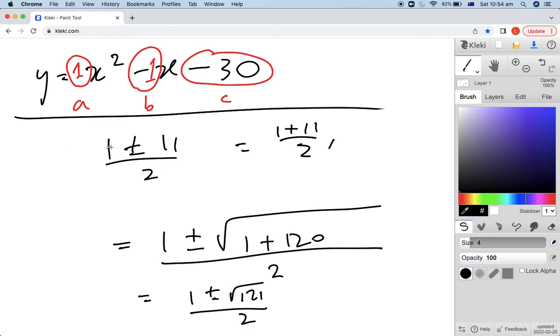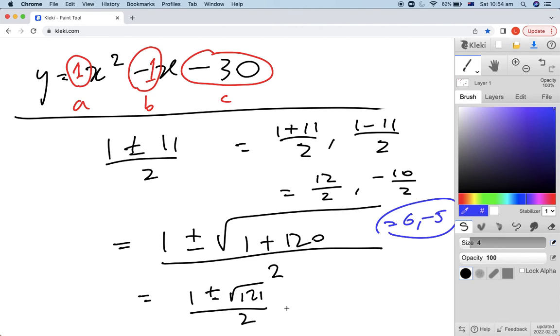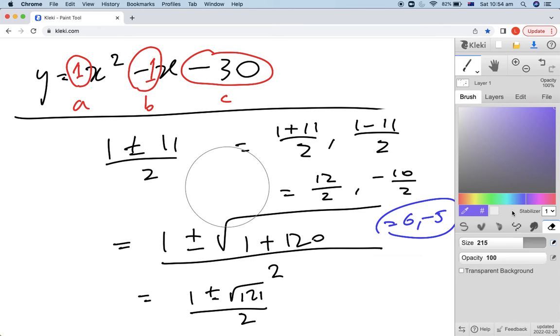Our second solution is given by 1 minus 11 on 2. What we can see is it's 12 on 2, and it's also minus 10 on 2. If we simplify these numbers, it will just be equal to 6, and it'll be equal to minus 5, right? So those are our solutions. Now, to make sure that our formula works in this case, we can also factorize it and see if we get the same thing.